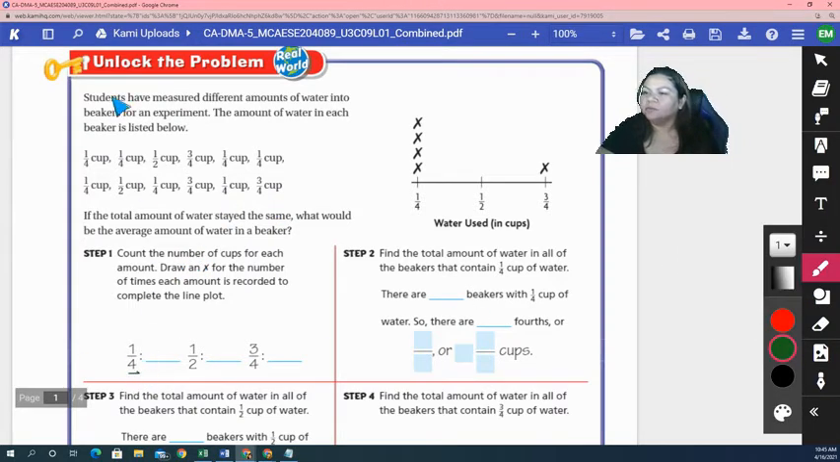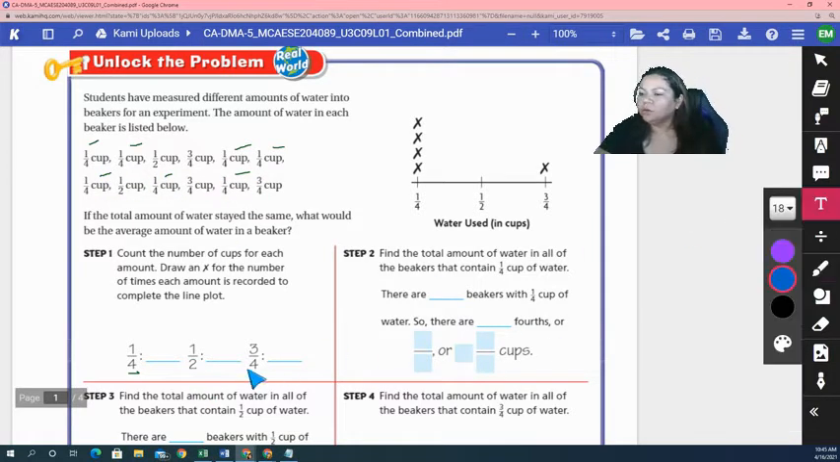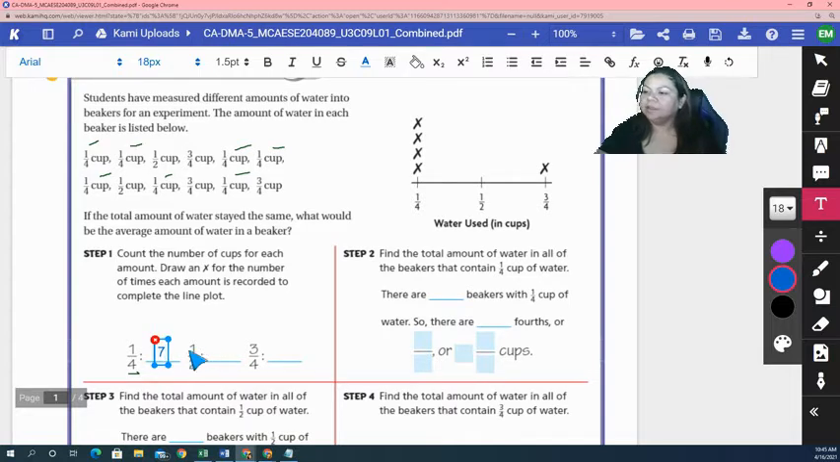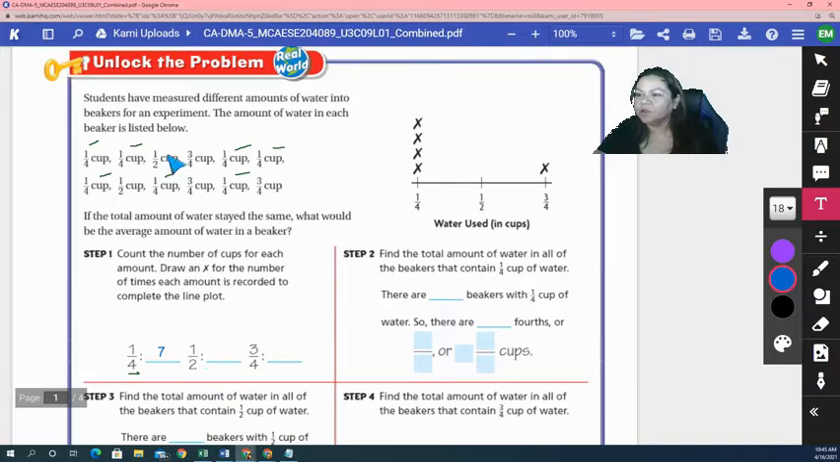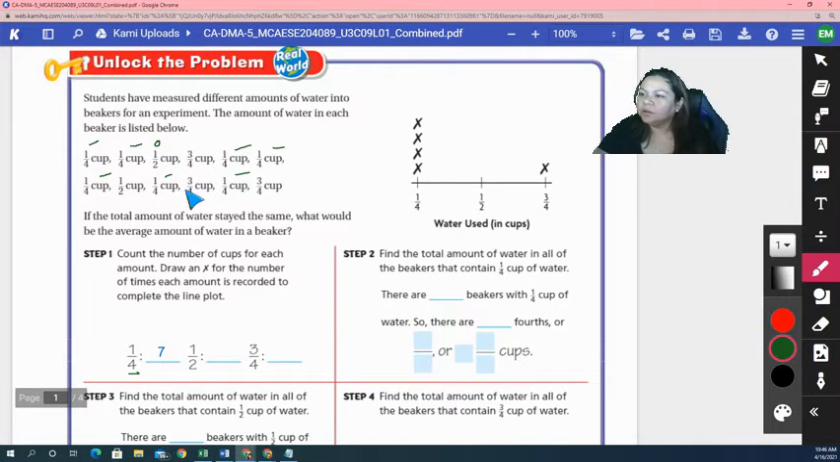So let's check 1/4 cup. So we have here 1, 2, 3, 4, 5, 6, 7. So we have a total of 7 1/4 cups. Now let's count the halves. We're counting the number of cups for each amount. For halves, now I'm going to use a circle to point out the halves. So we have here 1. Oops, I need the pen. 1. We have 2. That's it, right? So we have 2 1/2 cups.